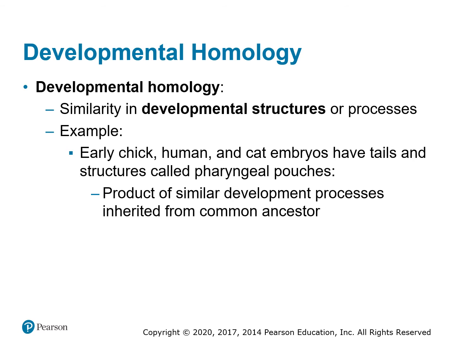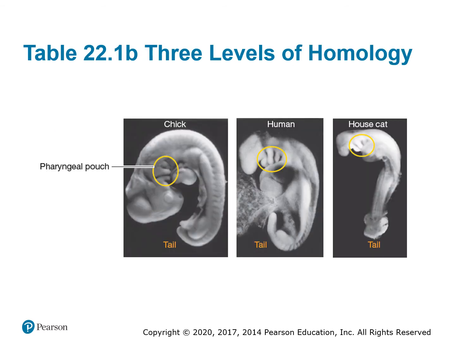Developmental homologies are those that you see in embryonic development. So here we see the pharyngeal pouch, and this is for chicks, humans, and house cats. You also have a tail towards the bottom.